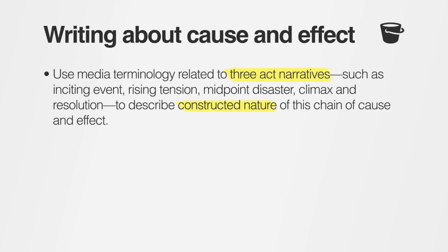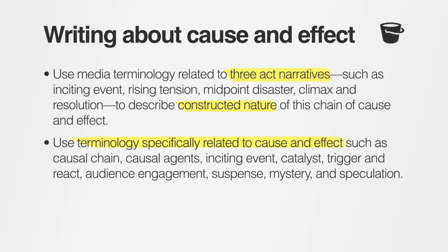Now the tough question: how do you write about cause and effect as it applies to a narrative that you're studying? Here are a few strategies. First, describe the chain of cause and effect in the narrative using the terminology you've learned about three-act narratives, such as inciting event, rising tension, midpoint disaster, climax, and resolution, to show the constructed nature of this chain.